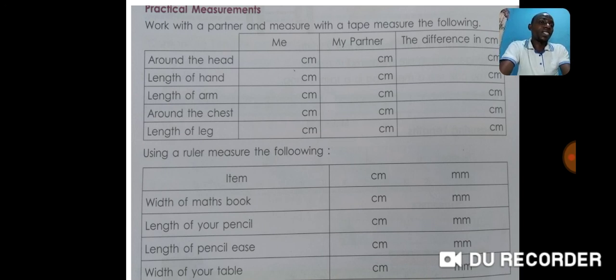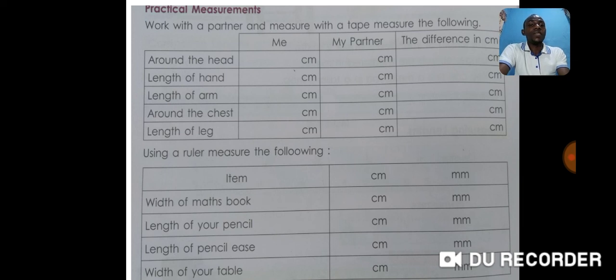And then when you are done measuring all these parts of your body, and that of your partner, you find the difference. You can find the difference by subtracting or deducting yours from your partner's. That is, if your partner's is longer than yours, but if yours is longer than your partner's, then you have to deduct your partner's from yours. Very good.